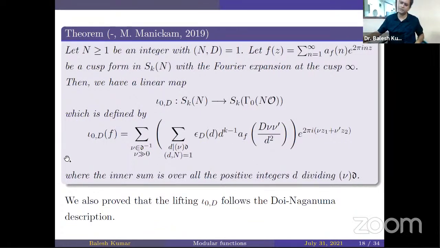Yeah, and moreover, in this case we also proved that this satisfies the Doi-Naganuma description, that the L-function of the lifted form factors as the L-function that we started with times L(s, F tensor chi). Yeah, and so these are the things.